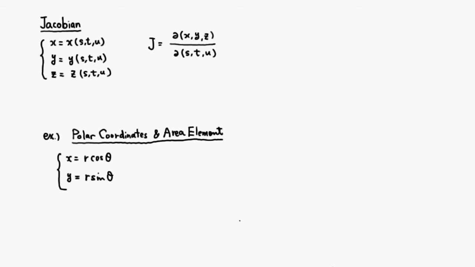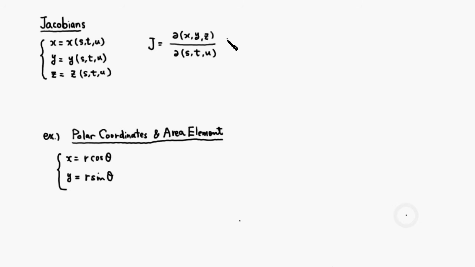Alright, let's look at the Jacobians. Let's say you have a conversion equation. x is written in terms of s, t, and u, y is written in terms of s, t, and u, and z is the same way, written in terms of s, t, u. The Jacobian notation is J equals, using partial derivative notation, the partial of x, y, z with respect to s, t, and u.